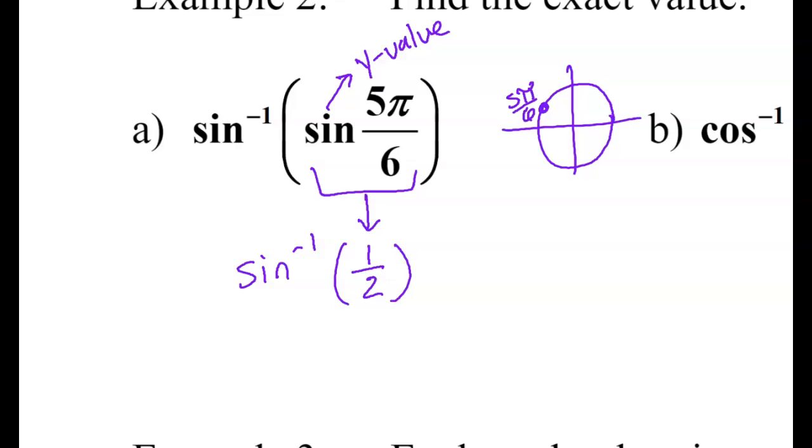Wait, how did you get a half? Because if I'm looking for 5 pi over 6, this is what we did last week. If I'm looking for 5 pi over 6 on my unit circle, it's that 150 degree angle. If I'm finding the sine of 5 pi over 6, that's the y value of 5 pi over 6. So the y value of 5 pi over 6 is a half. So the sine of 5 pi over 6 is a half.